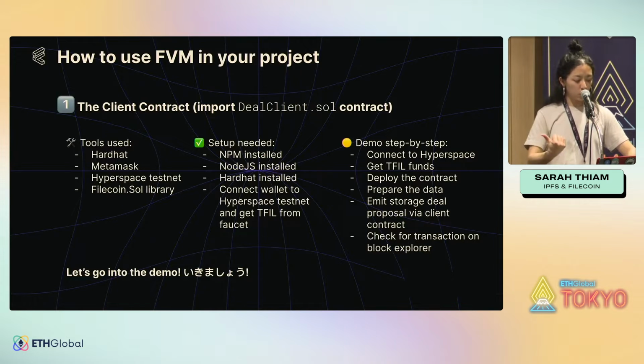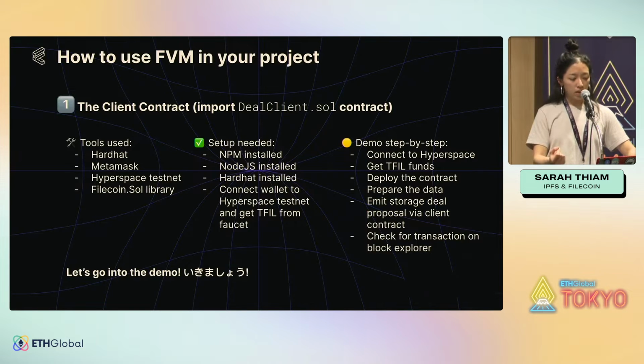These are some of the tools that we're using: Hardhat, MetaMask, and the Hyperspace testnet, which is a testnet that we own. It's a stable testnet, and it emulates our mainnet. So if you've used it there and it works, it should work fine on the mainnet as well. We have a specially created Filecoin.sol library by our partner Zondex. What that allows you to do is use Solidity methods to then interact with the Filecoin protocol.